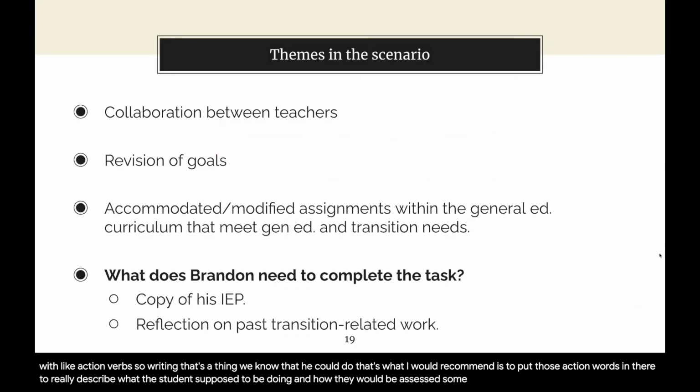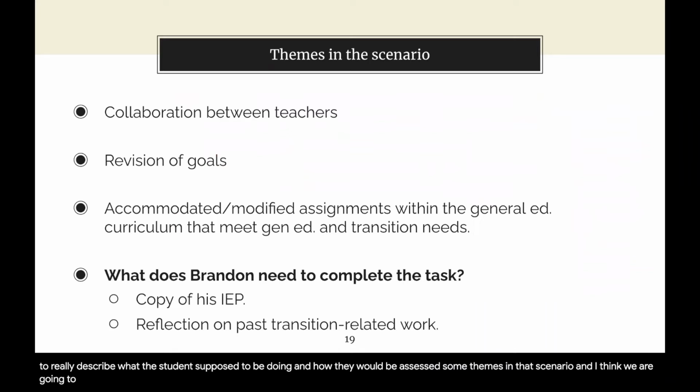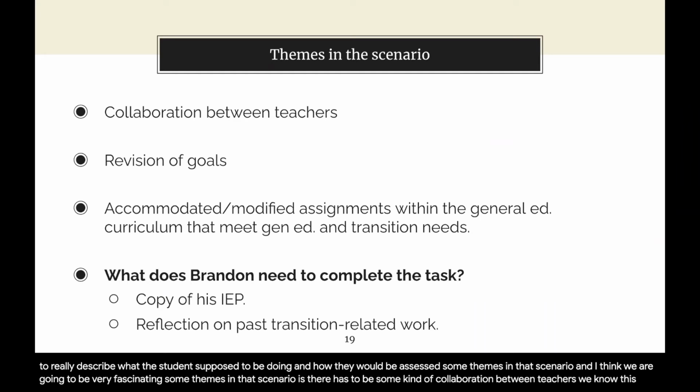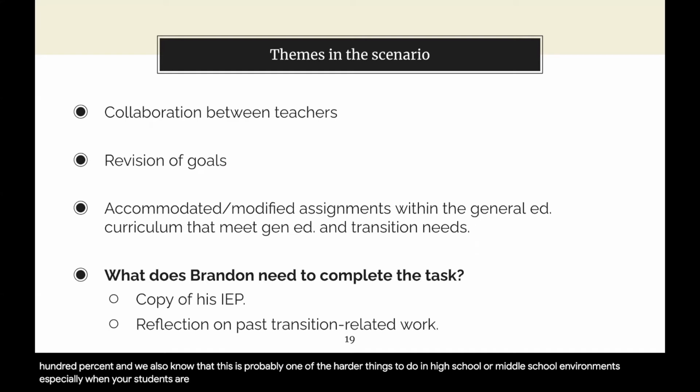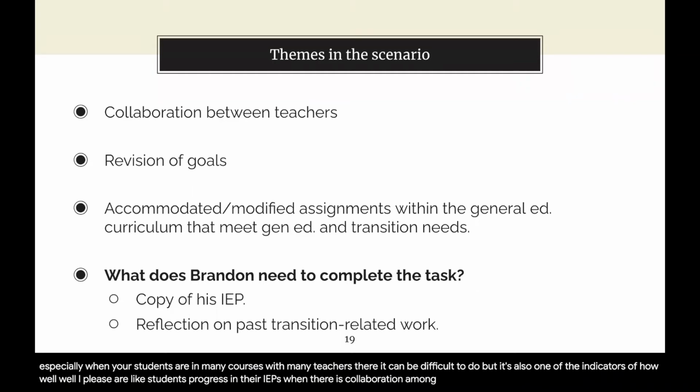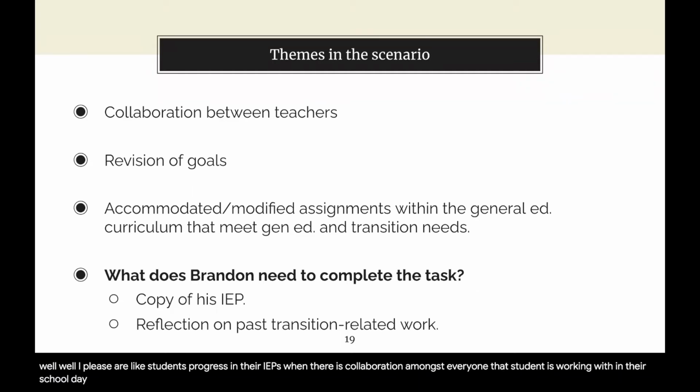So some themes in that scenario, and I think we are going to be very fast today. Some themes in that scenario: there has to be some kind of collaboration between teachers. We know this 100%. And we also know that this is probably one of the harder things to do in high school or middle school environments, especially when your students are in many courses with many teachers. It can be difficult to do, but it's also one of the indicators of how well students progress in their IEPs when there is collaboration amongst everyone the student is working with in their school day or their school year. So collaboration is very important.